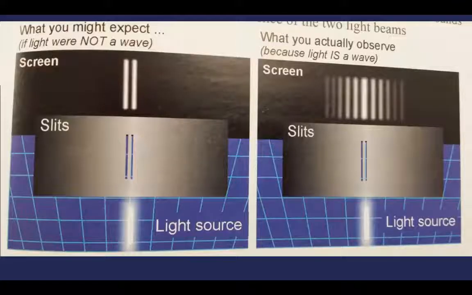Okay. And so if we take a look at this, this is what you actually observe. This is an example of light behaving as a wave because it creates this interference pattern due to the diffraction of the waves as they go through the two slits. Then they develop this interference pattern where you get both constructive, where they add to each other, and destructive, where they cancel each other out in terms of their interference.